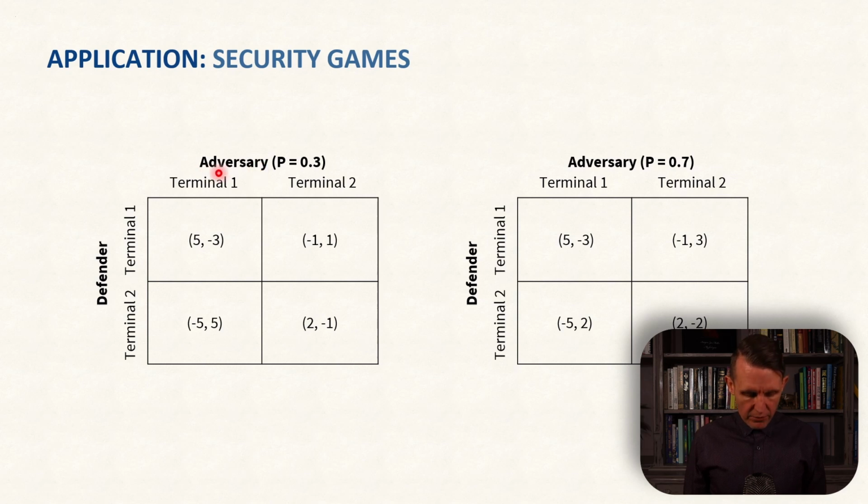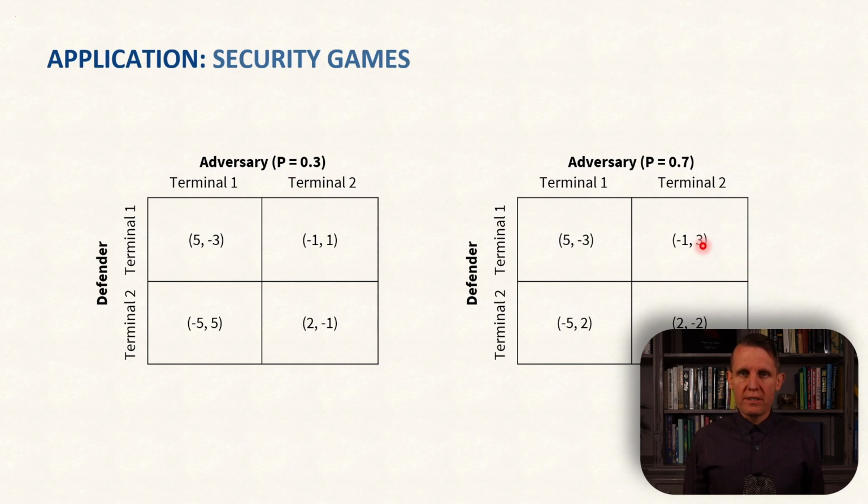In these games, the adversary or the attacker might value our targets differently depending on what type of adversary they are. We model this as a Bayesian game where we have one game with probability 0.3 of occurring and another game with probability 0.7 of occurring. The difference between these two games is that our adversary values terminal 1 and terminal 2 differently. For example, in the left game, our adversary values a successful attack on terminal 1 as 5, whereas they only value it as 2 in this game. And in the left game, they value a successful attack on terminal 2 as 1, whereas they value it as 3 in this game.